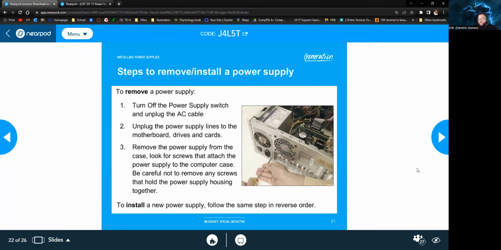Then the last thing you do is plug in the power cord to the back. You turn on the power supply switch. You make sure that it's on for the appropriate voltage, and then you turn it on, and then you turn on your computer, and hopefully everything works well. Okay.